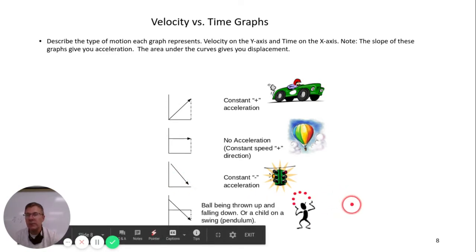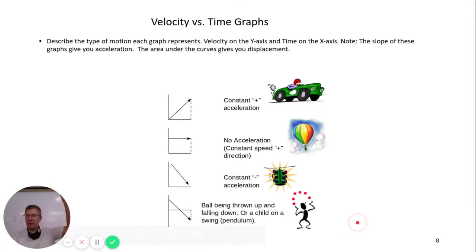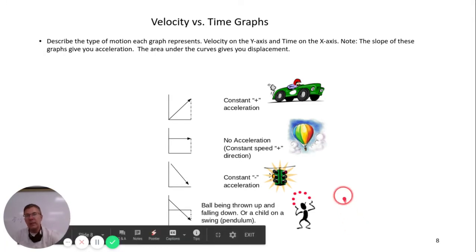Now this one's an interesting one. This is a ball being thrown up and then falling down. If I throw a ball up at 10 meters per second, it's going to go 10, 9, 8, 7, 6, 5, 4, 3, 2, 1, 0. Stop at the top. And then negative 1, negative 2, negative 3, and so on, and finally negative 10. So whatever speed I throw it up at, that is the speed it will be when it comes back down, because it decelerates as it's going up and accelerates as it's coming down.